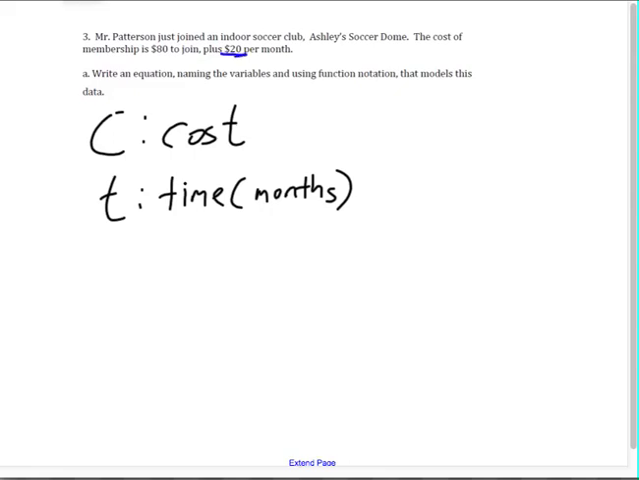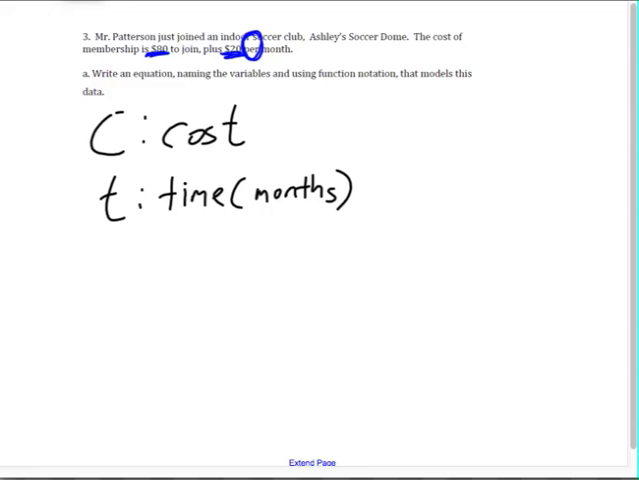But this, $20 per month, how do I know it's the slope? Per, my rate buzzword, it's right there. It usually is. Over is another one. Every is another one. When you have a number that's surrounded by these buzzwords, you know that's a rate. It makes sense, $20 per month. It's a rate, something changing with respect to something else. $80 to join, my initial value.